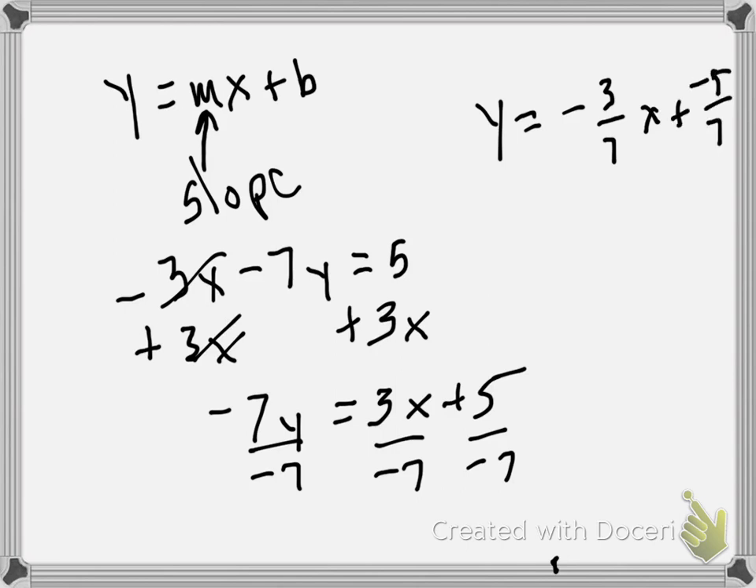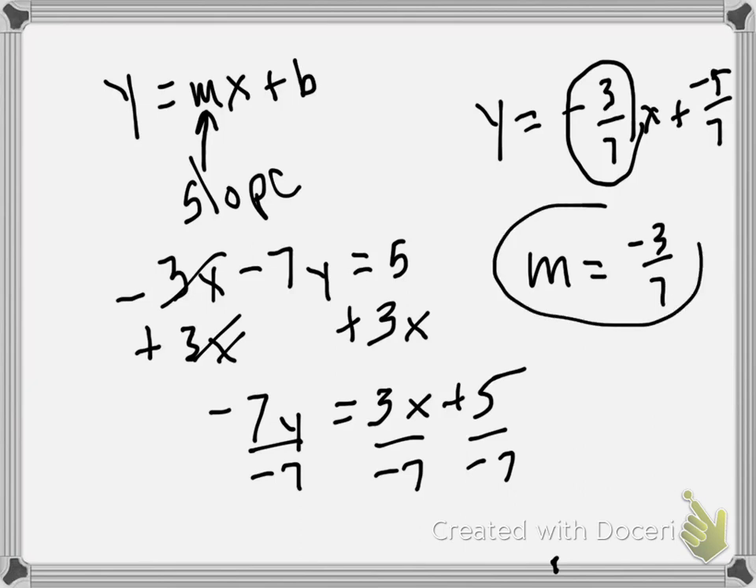And my goal here, my question, was to find the slope. This is it right here. We can just read it right off of our x term. The coefficient of x is going to be my slope. So we'll use m as our variable for slope most of the time. So m is equal to negative 3/7 is the slope that we're looking for there.